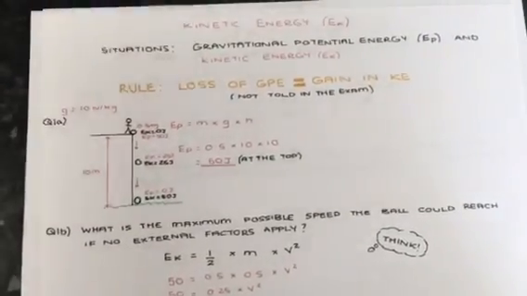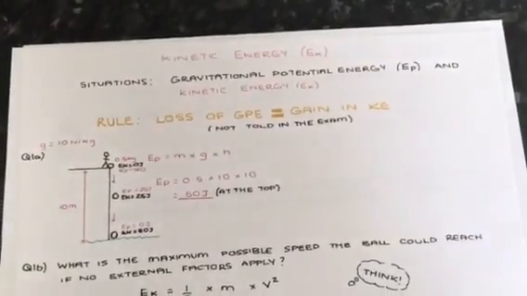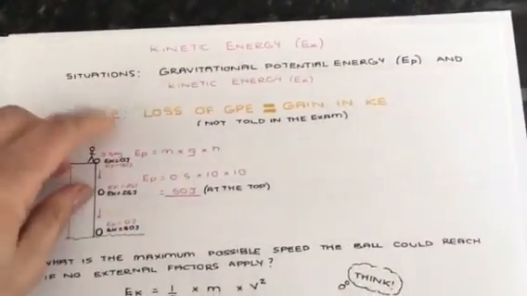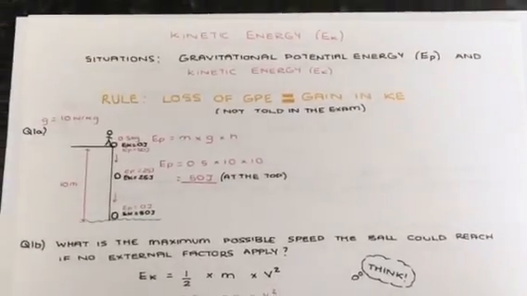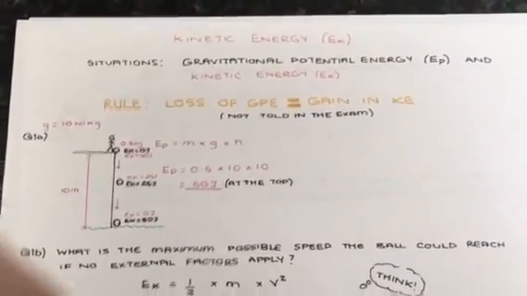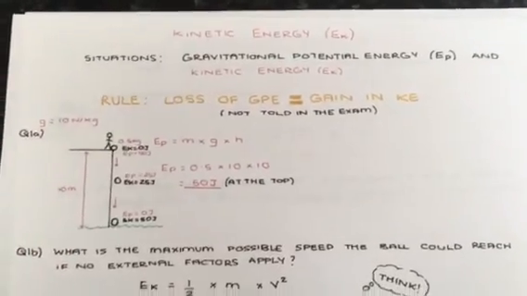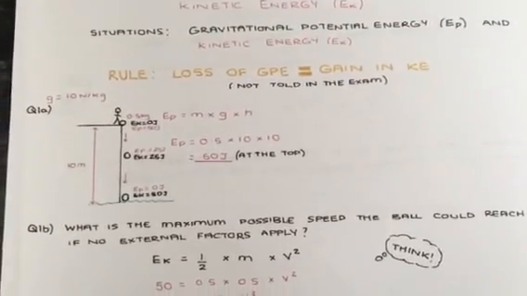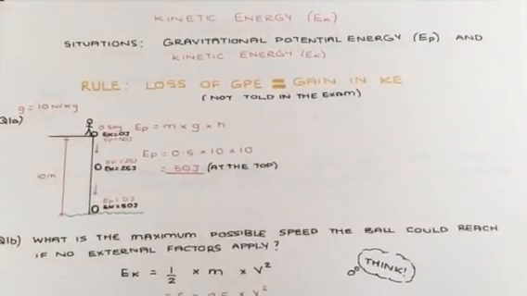However, what you may get as well is kinetic energy in different situations. So they do really like to compare it to gravitational potential energy. So the rule here, the golden rule, is that the loss of gravitational potential energy is equal to the gain in kinetic. You're not told this in an exam, and it's if we presume there's no other external factors such as friction or air resistance. Okay, so it's in an idealistic world, not on Earth, but we use it for the questions.